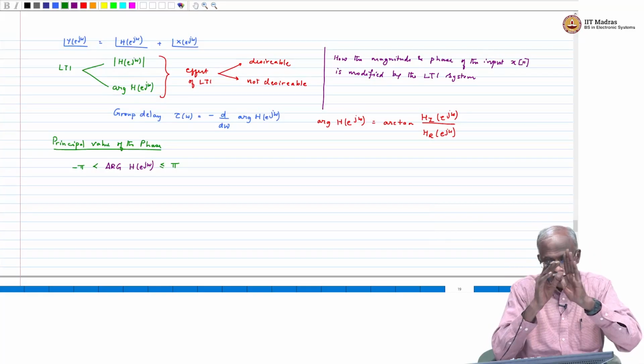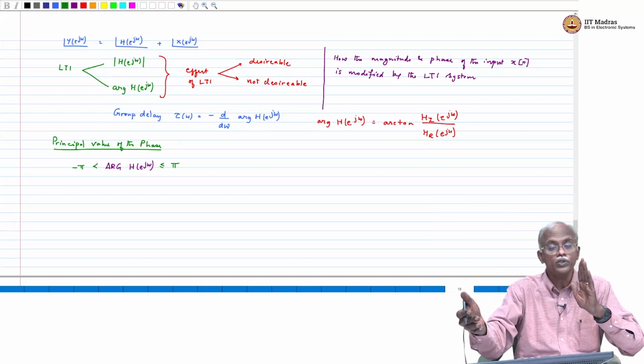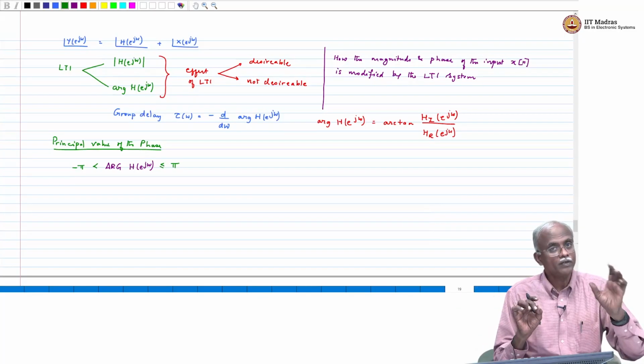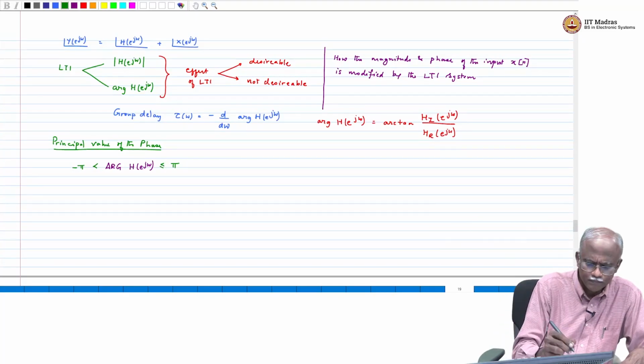Never get confused or be misled by the fact that what we can compute using our tools is always the principal value. Whenever you say arctan, it will come as a value between minus pi to pi.